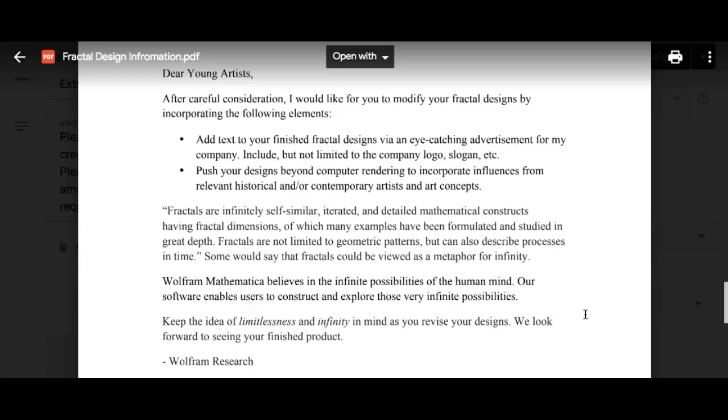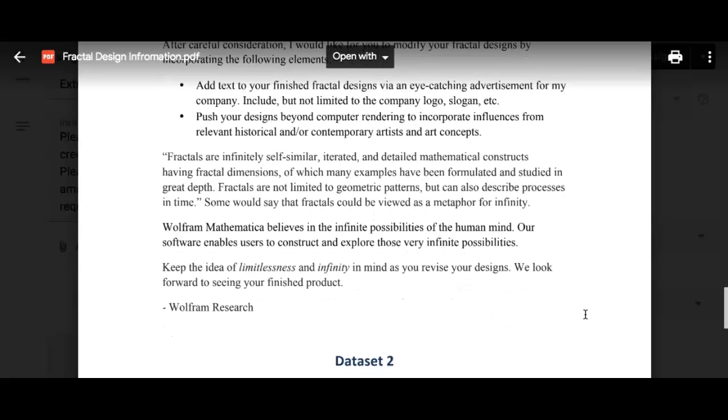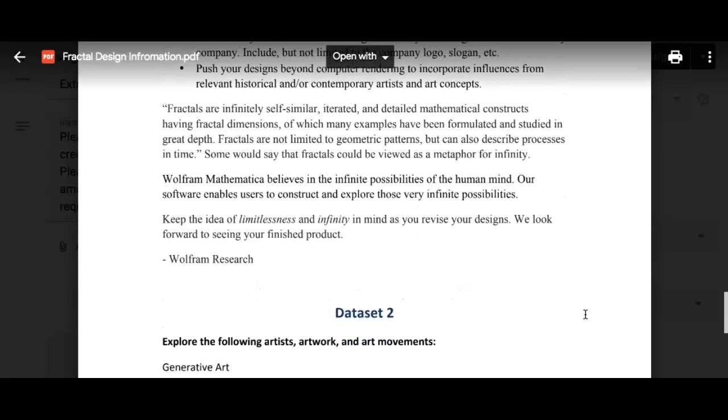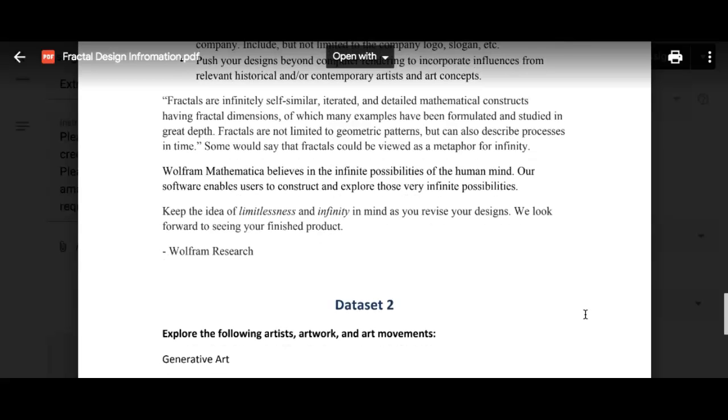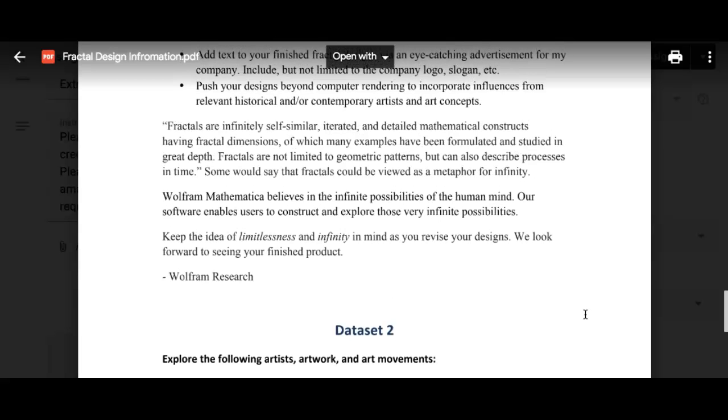Fractals are infinitely self-similar. They're iterated and detailed mathematical constructs, having fractal dimensions, of which many examples have been formulated and studied in great depth. Fractals are not limited to geometric patterns, but can also describe processes in time. Some would say that fractals can be viewed as a metaphor for infinity.